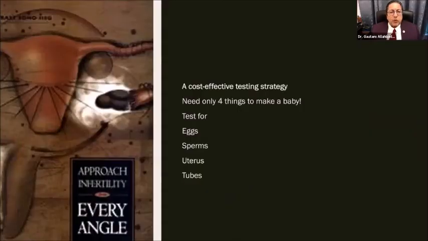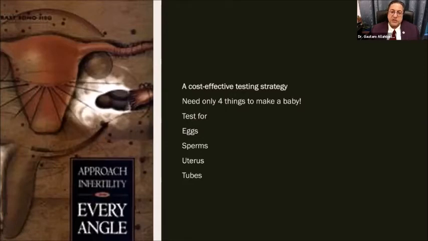To understand what you need to test, you have seen the video, you need only 4 things to make a baby. Simplified, you need eggs, you need sperms, you need the uterus to carry the pregnancy, and you need patent healthy tubes where fertilization takes place, where the egg meets the sperm. So very simply, when you talk of investigation, you just need to test for these 4 things: the eggs, sperms, uterus, and tubes. Let us talk in simple language about how we tend to investigate these.